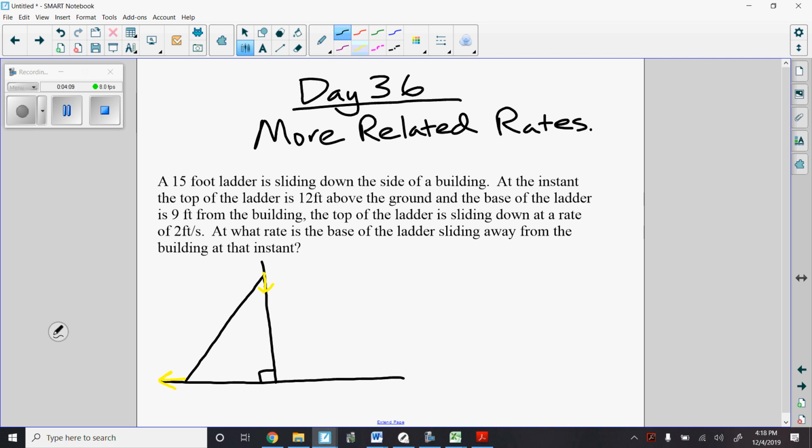One of those three is not changing, and that would be the ladder. The ladder never changes its length. It's always a 15-foot ladder. It's solid, it's not growing or shrinking. It's staying 15 the whole time. It's really important to get this set up correctly at the beginning. I do not want to use L for ladder or anything like that. There should be no variable here. I just want to use 15 for that ladder.